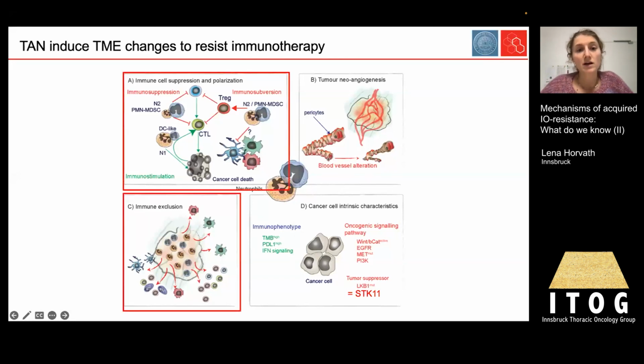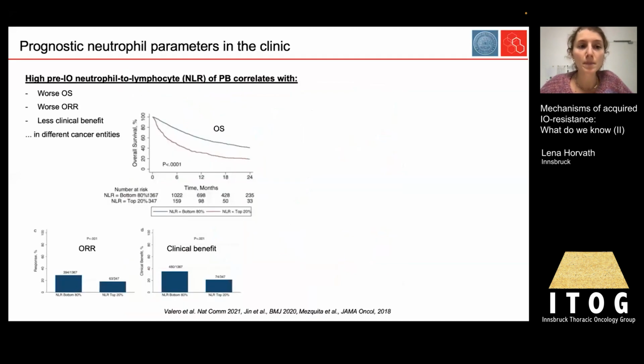So first, I'm going to talk about the immune cell suppressive mechanisms of neutrophils. So what we see clinically is that when you look at the blood from pre-treatment IO patients, you can see that when they have a high ratio of neutrophils to lymphocytes, this associates with worse overall survival, worse overall response rate, and less clinical benefit. And this is very clearly seen in different cancer entities.